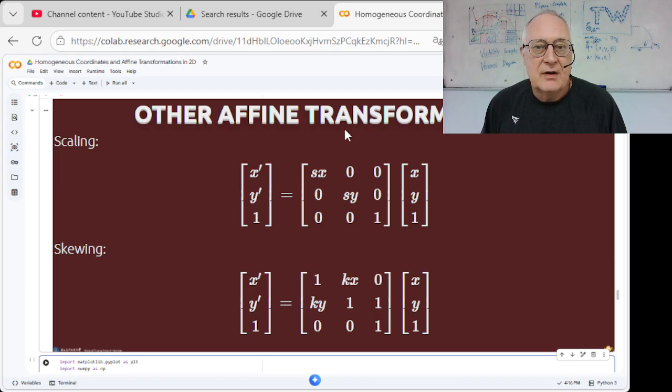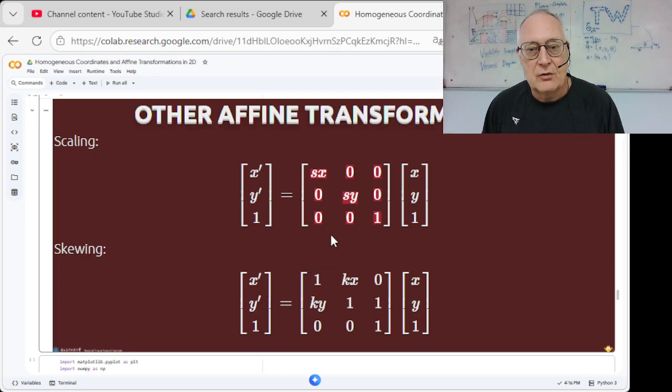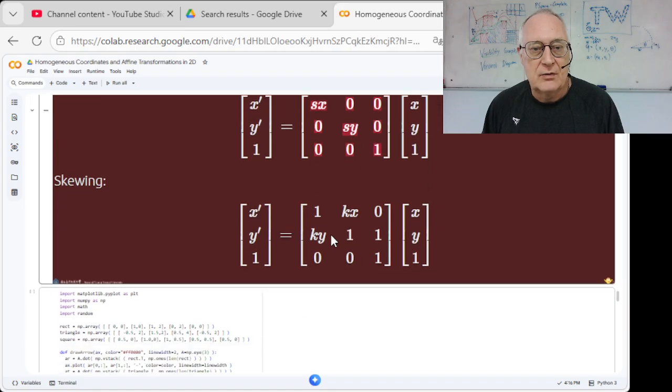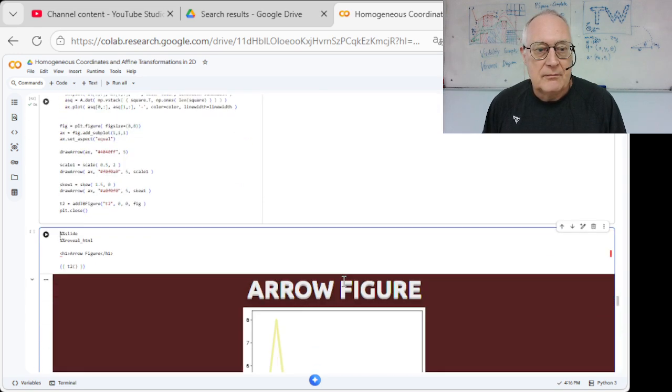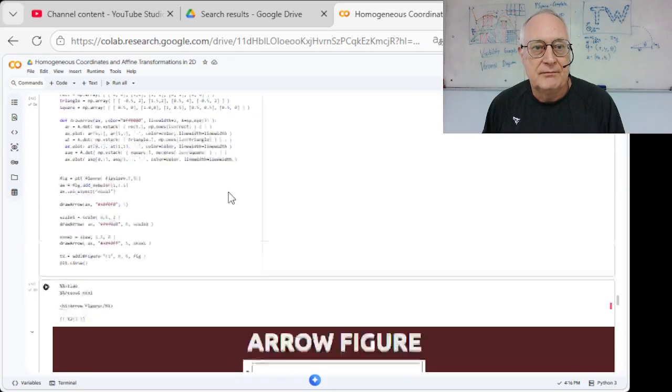The other affine transformation, scaling, allows us to make things bigger or smaller by scale factor of Sx and Sy, and skewing means we can shift them along the coordinate axis, either X or Y. So here are some examples of the scaled arrow and the skewed arrow.